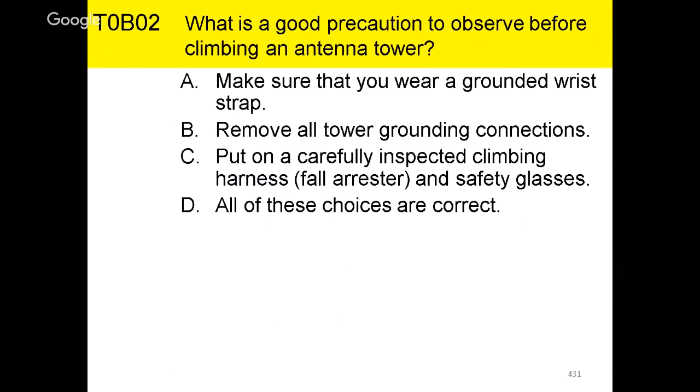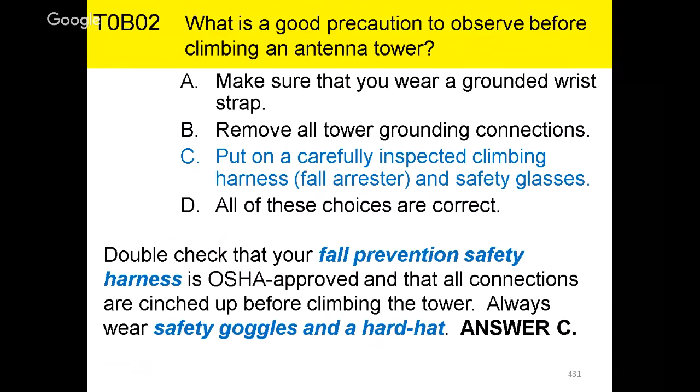What is a good precaution to observe before climbing an antenna tower? Okay. There are certain precautions that you need to take to climb the tower safely. I've been on many a tower myself. It's no fun even with safety equipment, but the safety equipment is definitely a must. Your climbing harness, and make sure that you have your fall arrestor in place, and even safety glasses are a good idea.